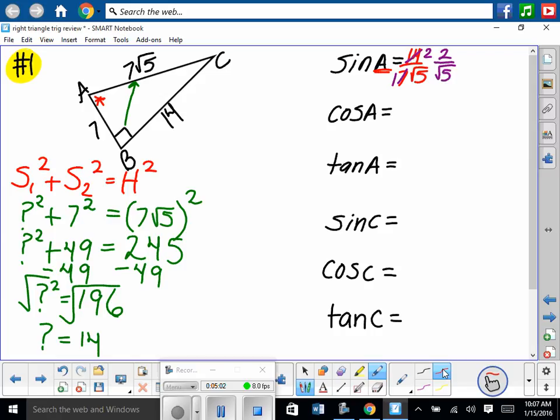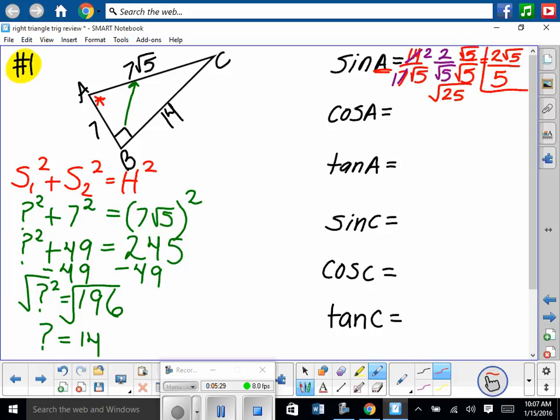Remember that? So we have to rationalize the denominator. These are advanced problems. I'm going to multiply the bottom by the square root of 5 and the top by the square root of 5. On top, I have 2 times the square root of 5. On bottom, the square root of 5 times the square root of 5 is the square root of 25, which is 5. So 2 square roots of 5 over 5, there's sine of A in the simplified form.